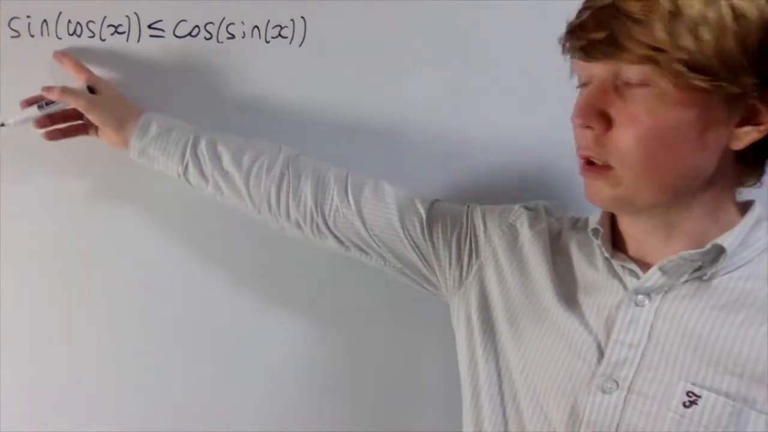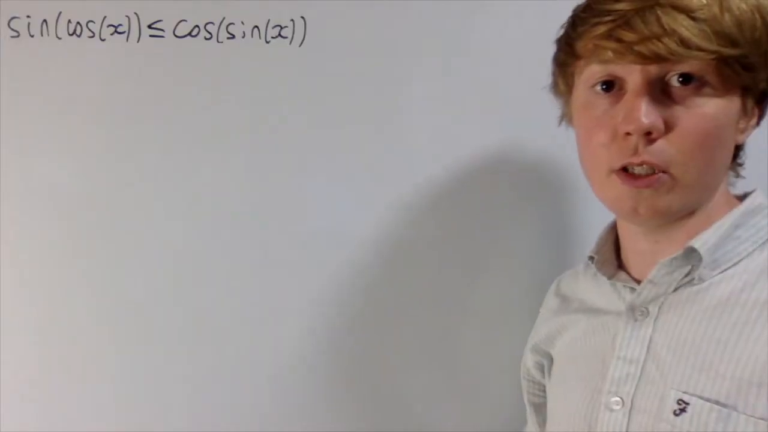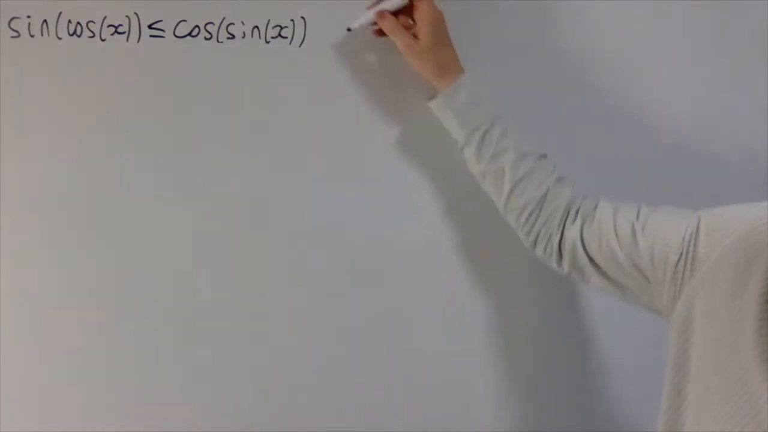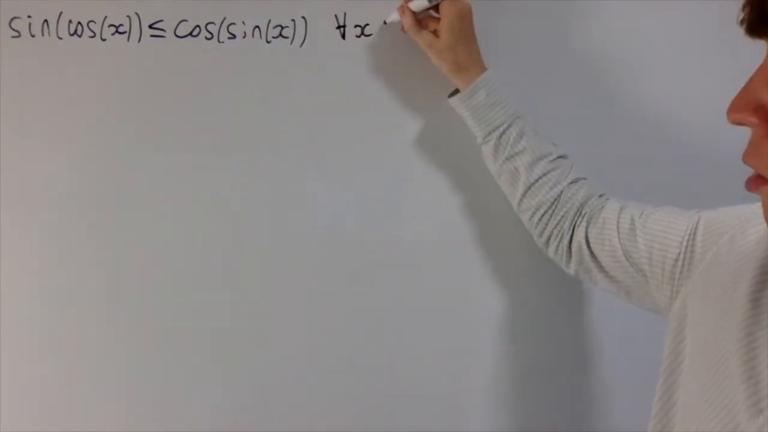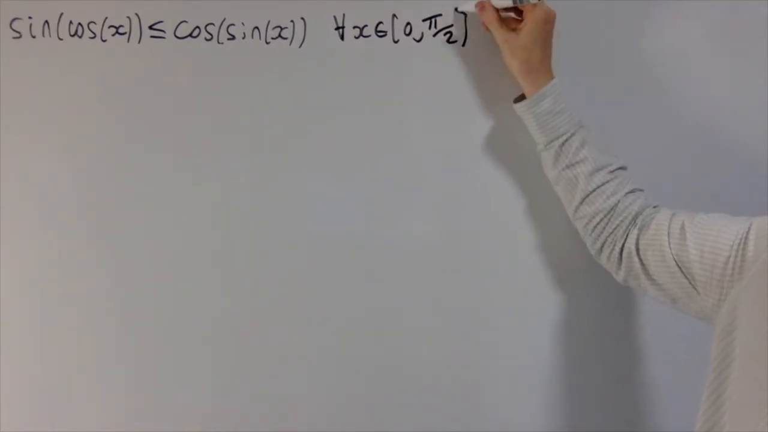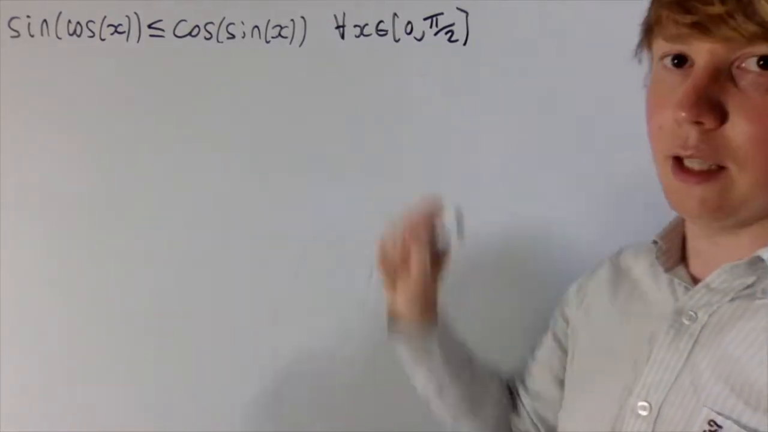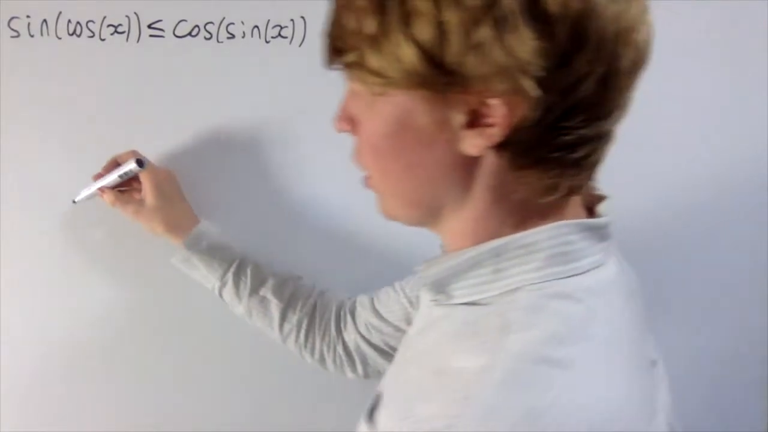Okay, so we're going to have a quick look at a geometric argument that sine of cos of x is less than or equal to cos of sine of x. And we saw in the previous video that you only need to consider x between 0 and pi over 2. This is sufficient to show it for the remaining values of x. So we're only going to consider x in this range for our geometric argument.